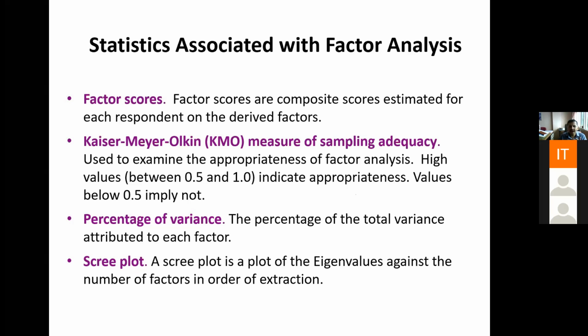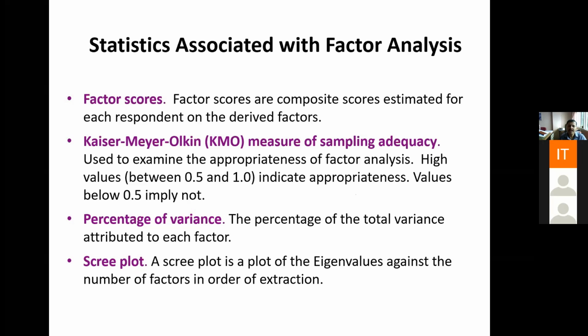Then comes the Kaiser-Meyer-Olkin measure of sampling adequacy. There are two preconditions for whether we can proceed with factor analysis or not. First one is the Bartlett's test of sphericity. The second one is the KMO measure of sampling adequacy. This KMO measure is used to examine the appropriateness of factor analysis. High values between 0.5 to 1 indicate appropriateness. Values below 0.5 imply not.